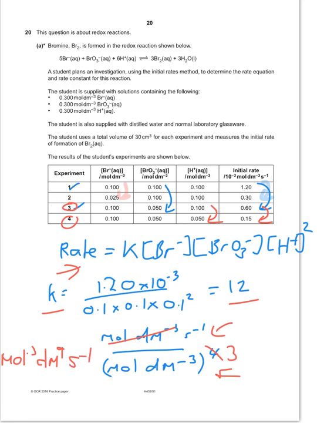To actually carry out these experiments, what you do is for experiment 1, you would mix 10 centimeters cubed of each solution together. That would give you a total volume of 30 to measure the initial rate. And then you would dilute each solution in turn with water, remembering to change the concentration of only one solution at a time and keeping the total volume the same at 30 centimeters cubed.